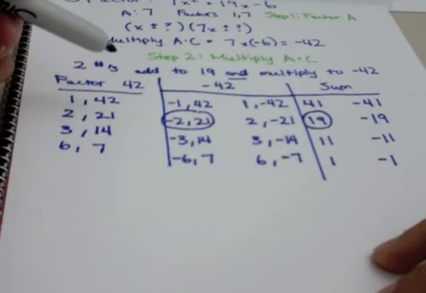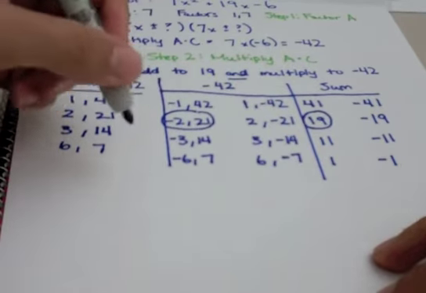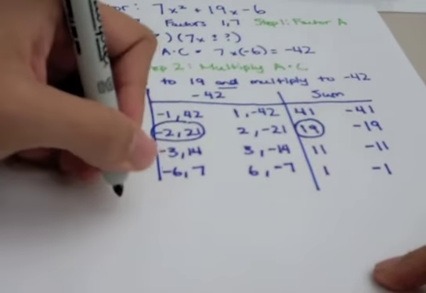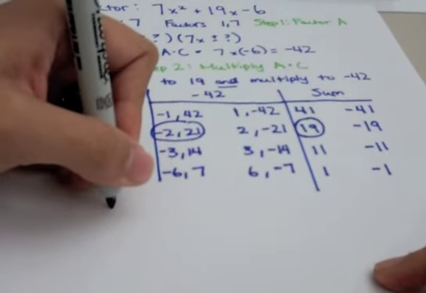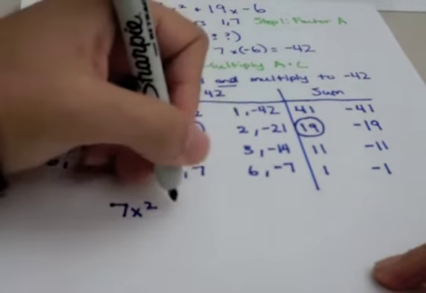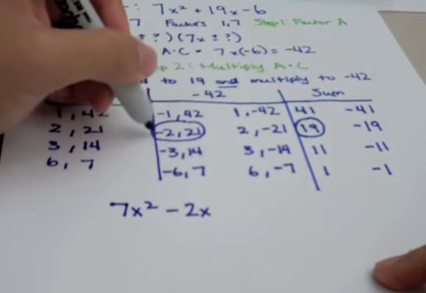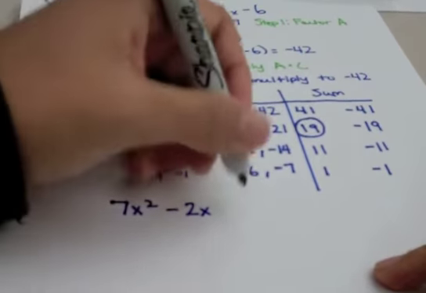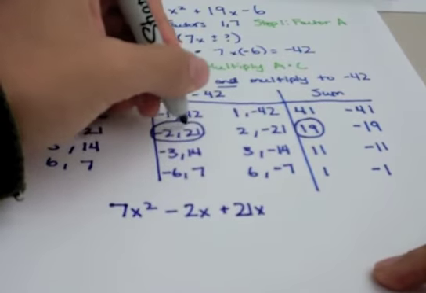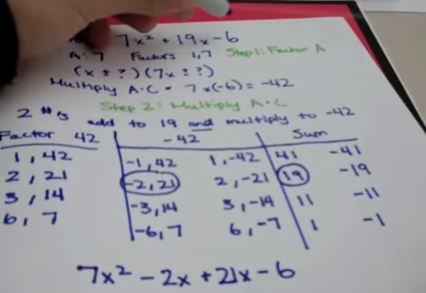So what we have to do is plug these values into the original equation, which is this guy right here. So this would look like 7x squared minus 2x, and I just did the minus 2 because this value is negative, plus 21x, which is from here, and minus 6, which is just our c value from the original equation.